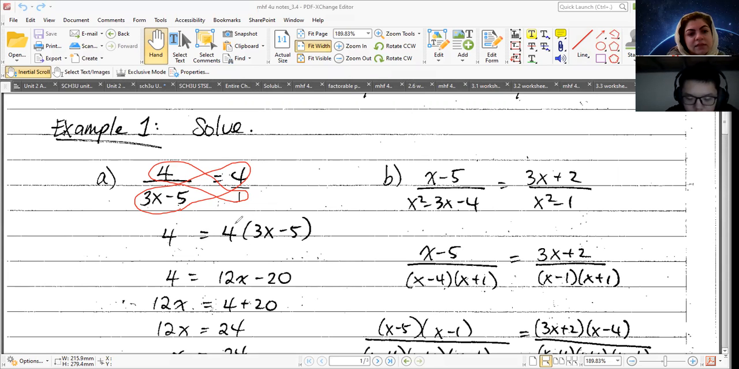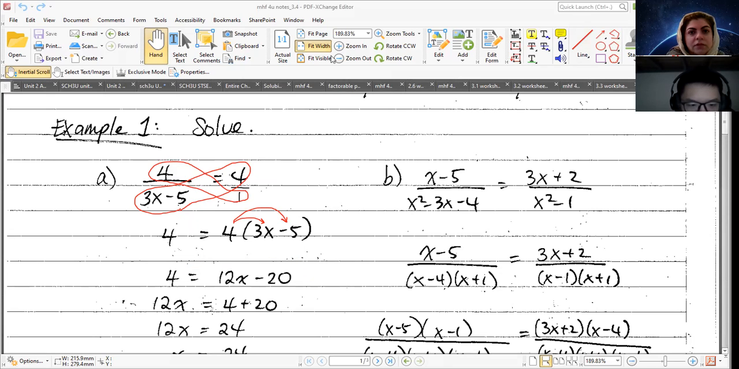So we have this. The next step is to multiply 4 into each of these terms. 4 multiplied by 3x is 12x. 4 multiplied by negative 5 is negative 20. Then you can move to the next step. So you have this. For the next step, you can move 4 to the other side. Actually, let me just erase that.